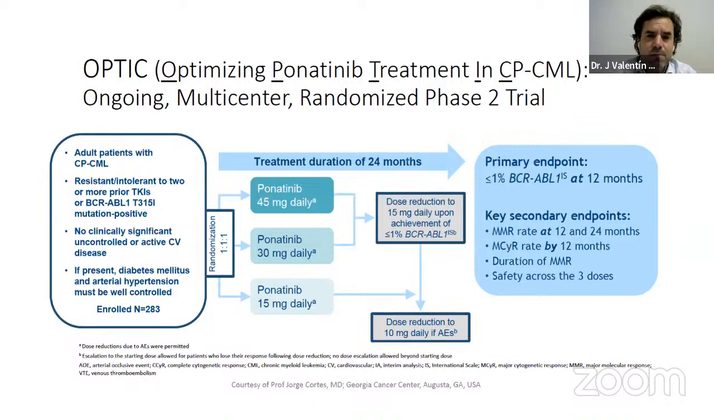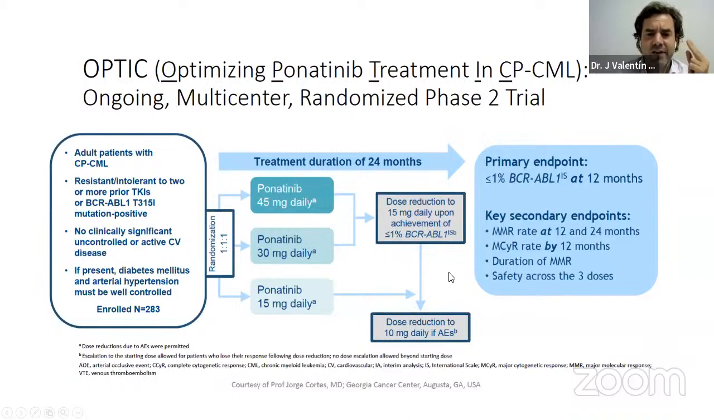This is something that we have been performing for many years, but there was a lack of information from a prospective clinical trial. And this is why we conducted the OPTIC clinical trial, in which patients with resistance to second generation TKIs were treated with 3 arms of ponatinib, 3 starting doses: ponatinib 45 milligrams, ponatinib 30 milligrams, or ponatinib 15 milligrams. And in this study, it was mandatory to diminish the dose when the patient achieved response.